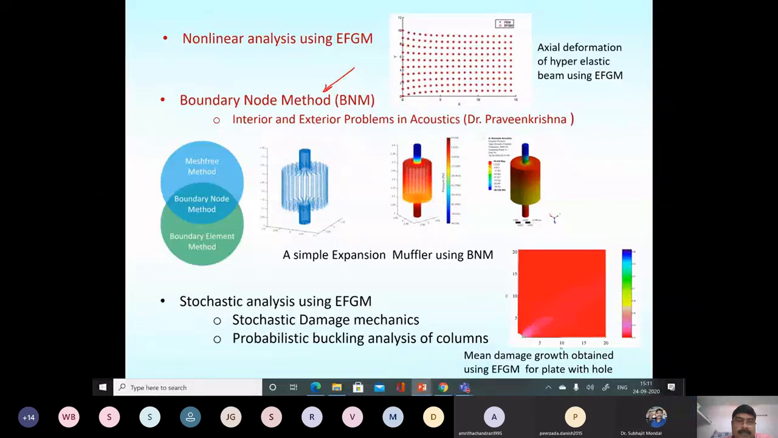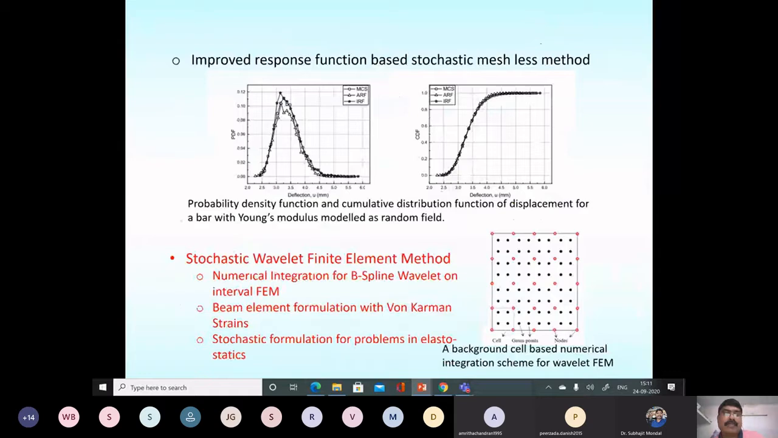Damage mechanics, probabilistic buckling analysis of columns, and a new method proposed by one of my PhD students, the improved response function based stochastic meshless method. Some of my students also work on wavelet FEM and related areas. So basically, I'm looking for mesh reduction techniques, where the practical difficulties that FEM causes can be reduced for stochastic applications.